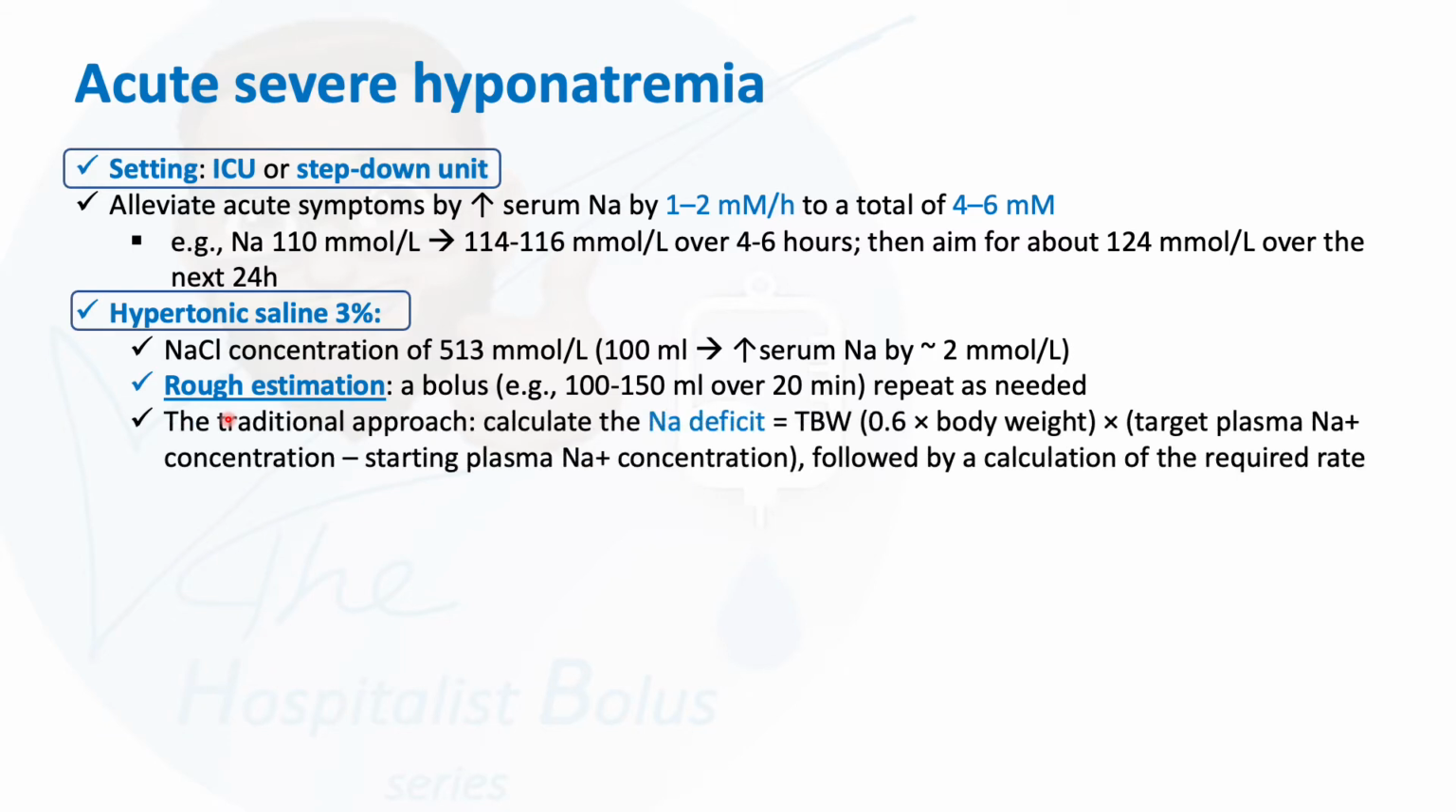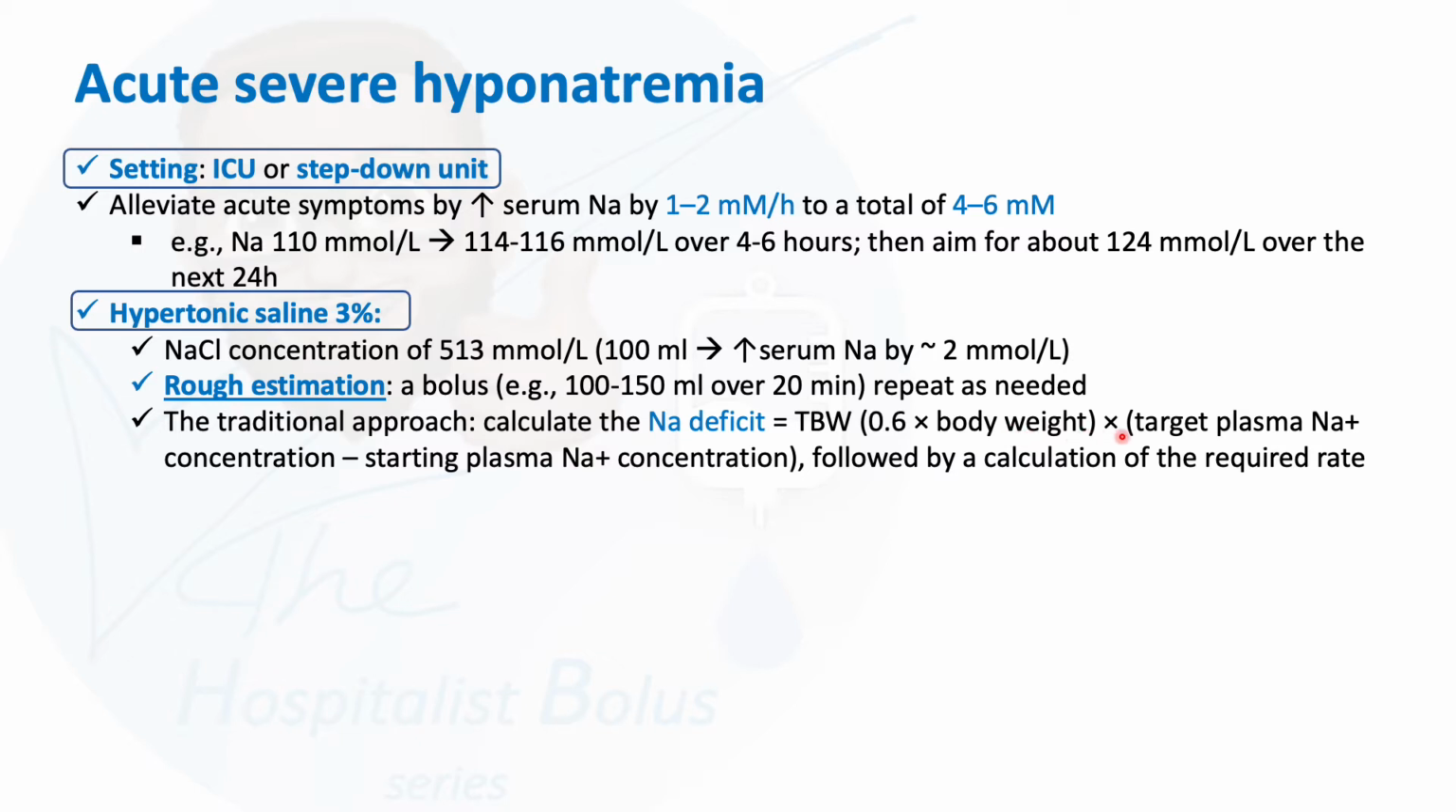If you want to be a little bit more fancy, you can do the calculations, especially if you like math. You can calculate the whole amount of sodium deficit, how many millimole of sodium you need to give this patient, and it's done by calculating the total body water, which is about 0.6 of the body weight, because our body is 60% water. It could be a little bit more, could be a little bit less, depending on the gender and the fat component. But roughly 0.5 to 0.6 times the body weight in kilograms would be a good estimate.